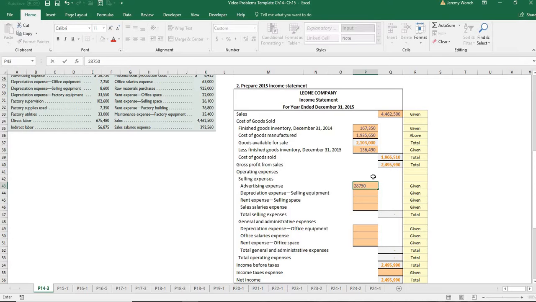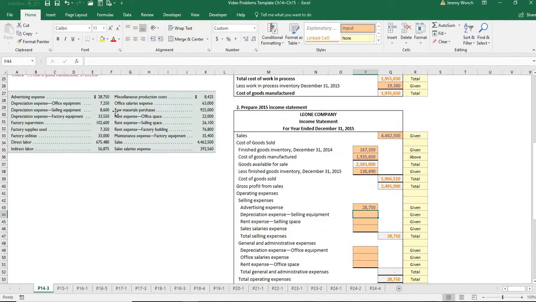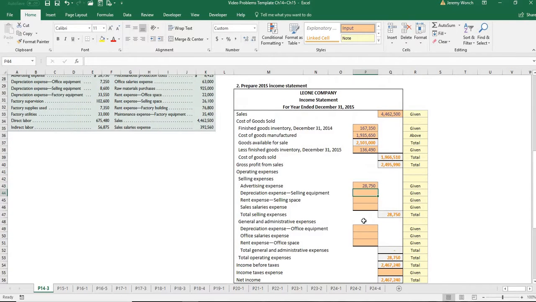of $28,750. That's up here. And so we have our depreciation related to our selling equipment, not the manufacturing equipment, because that was up in our cost of goods sold. $8,600. Our selling expense, $26,100. And our sales salary of $392,560.